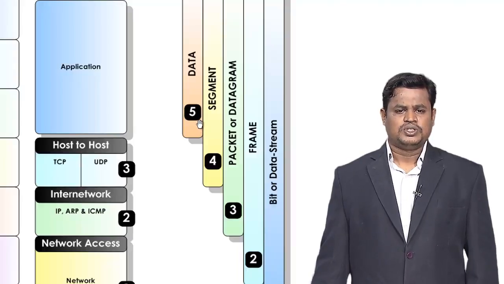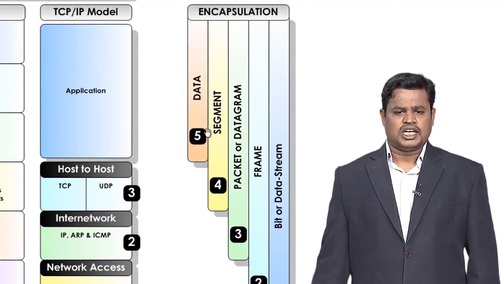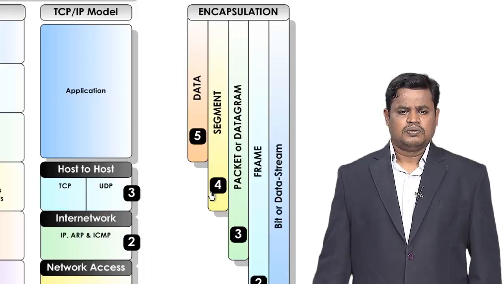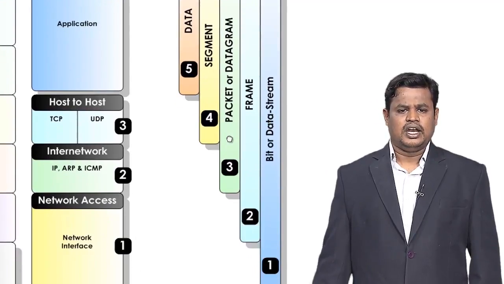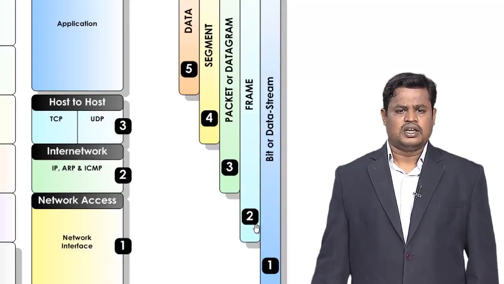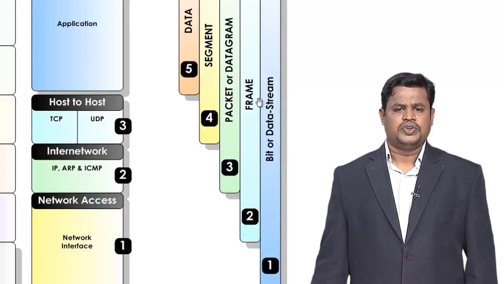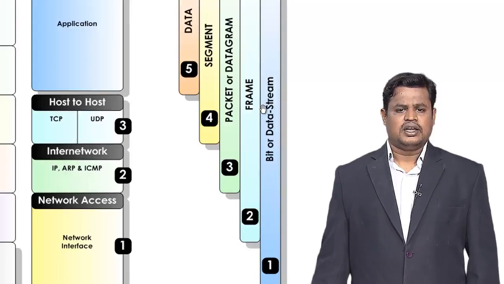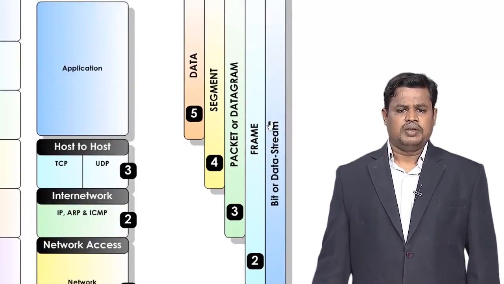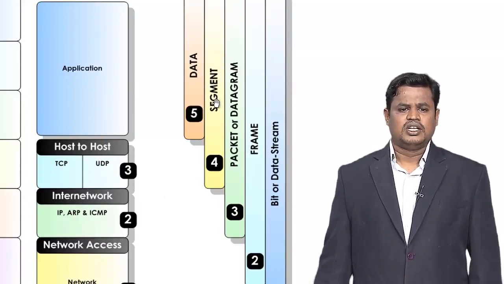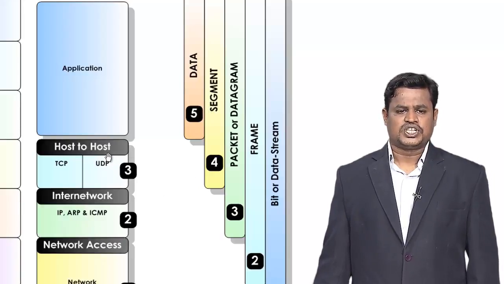So fifth, if you take the user data, that is your topmost layer data, then it is going to be converted into a segment in the case of your transport layer, and again in the network layer it is going to be called a packet, and in the second layer, that is your network access layer, it is called a frame and also a bit stream. So these two, the frame and bit stream, represent your network access layer, packet is with respect to your internet layer and segment is with respect to your transport layer, as mentioned here host to host, and data represents your application layer.